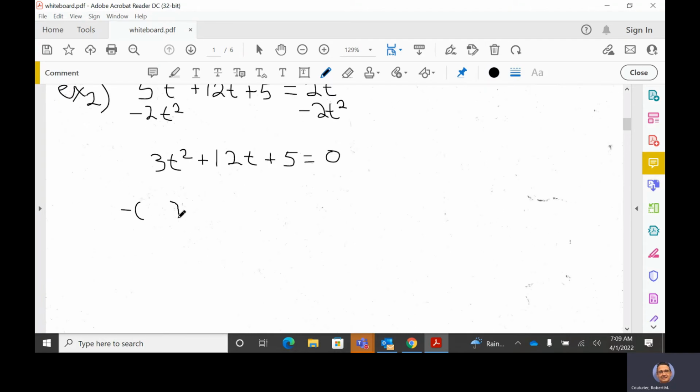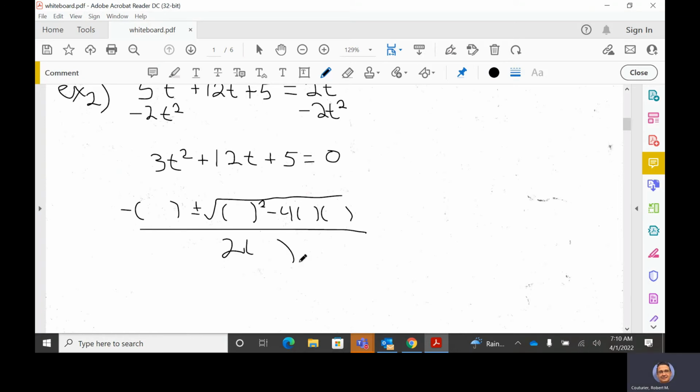The opposite of b plus or minus the square root of b squared minus 4ac, all over 2a. And our side work begins. We need to figure out a, b, and c, which is 3, 12, and 5. So b is 12.